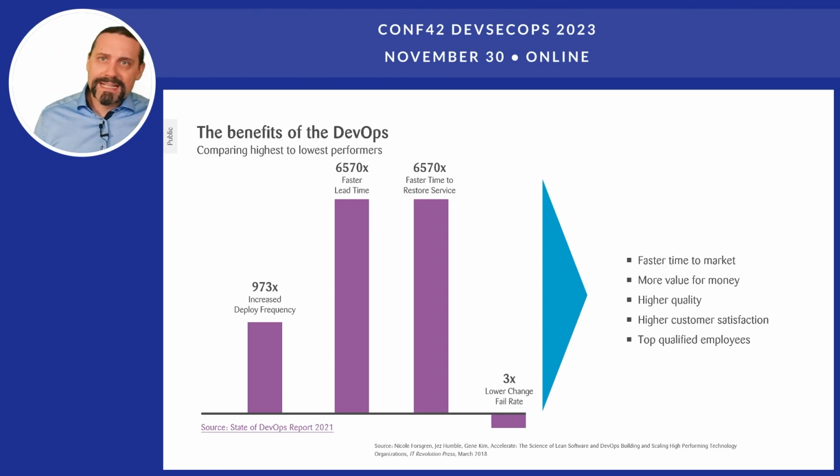So with that, what are the benefits of DevOps? Also, again, here science has looked at that. There is the State of DevOps report, which is done on a yearly basis. And here we compare the low performers versus the high performers. And you can see the numbers are massive on deployment frequency, lead time, and so on. This all boils down to the benefits which all of the CIOs nowadays want. They want to have a faster time to market, more value for money, higher quality, higher customer satisfaction, and top qualified employees. And these are the benefits you get when you implement DevOps.